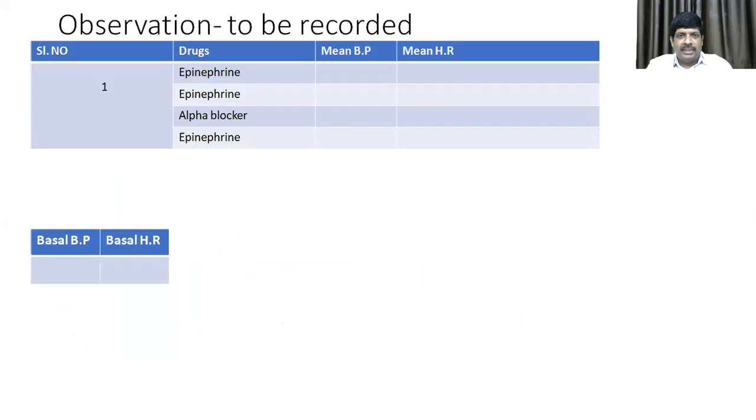We have already seen this. This is the observation table which you will be making. Epinephrine, mean blood pressure, epinephrine, sorry, there are two epinephrine, remove one epinephrine. Epinephrine, heart rate, you need not do it. So remove this heart rate, don't make a heart rate table, only blood pressure. So there will be three rows here: epinephrine, alpha blocker, epinephrine. Remove this and remove this one, and also remove this one. Heart rate will not be there. So epinephrine, mean blood pressure, alpha blocker, and then epinephrine, and then basal BP.